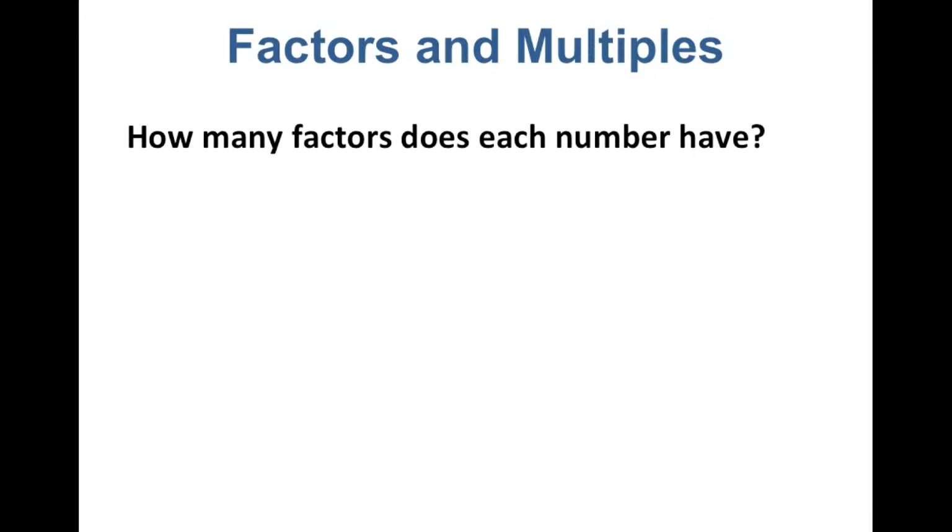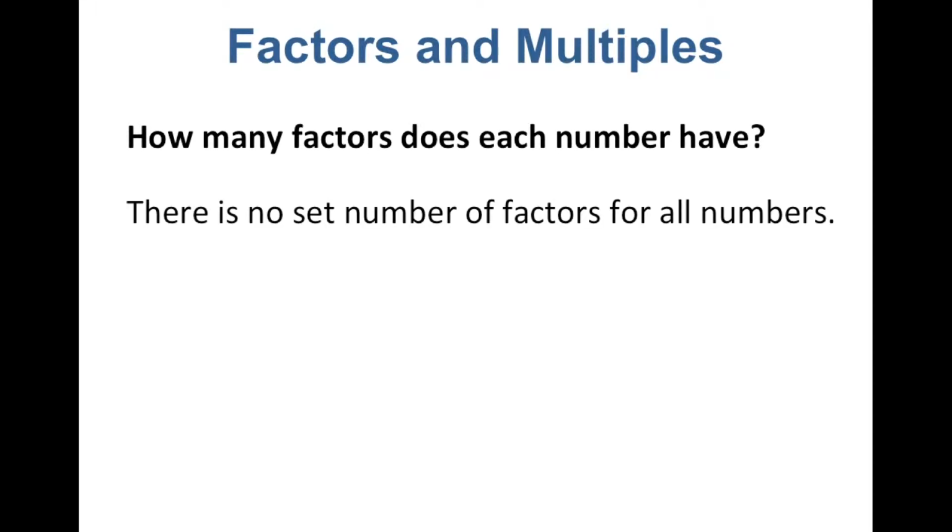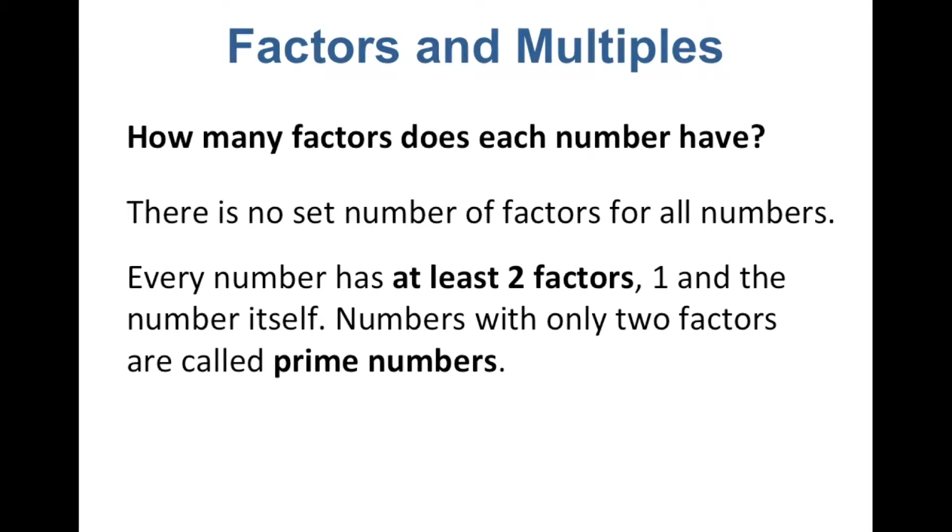And how many factors does each number have? There's no set number of factors for all numbers. Every number has a different number of factors. However, every number has at least two factors because, as we know, you can multiply any number times 1 to get the number itself. So 1 and the number itself are a factor pair for every number.